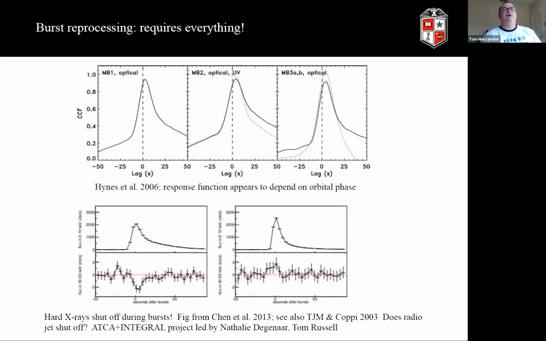So one of the things that we're looking at in a project led by Nathalie Degenaar and Tom Russell is taking radio data and INTEGRAL data over some lengthy periods of time on some radio bright neutron star binaries and seeing if the radio jets shut off in response to these bursts that quench the corona.